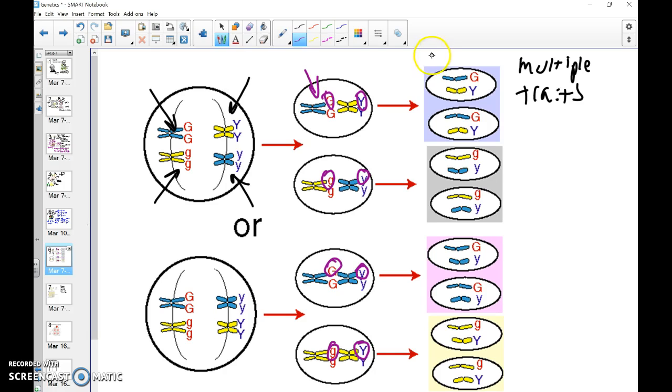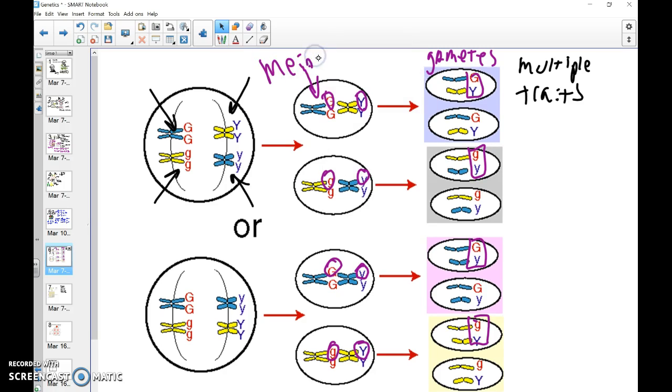And so you could end up having gametes with all of these different alleles. So big G and big Y together, little g and little y together, big G and little y together, little g and big Y together. You have gamete possibilities that are any combination. And that's because this process, which is known as meiosis, is what separates these alleles by separating the chromosomes.